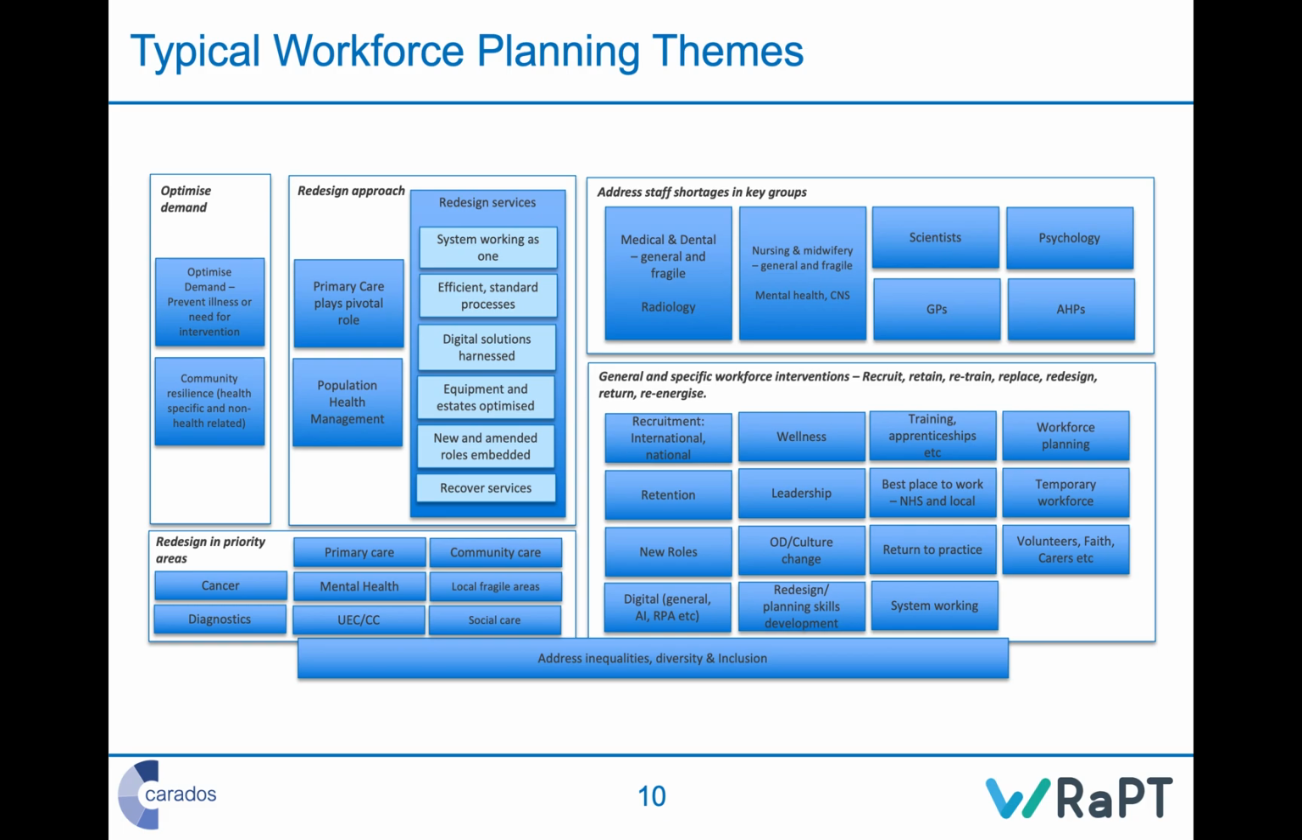Then you might also be looking at redesigning in priority areas. You might look at your areas and go, you know what, cancer is a major problem, which it is following COVID. Diagnostics is a major problem, mental health, urgent and emergency care and critical care, maybe social care, maybe you've got local fragile areas, maybe it's primary care, maybe it's community care you need to redesign. You can redesign priority areas and they often form part of plans.